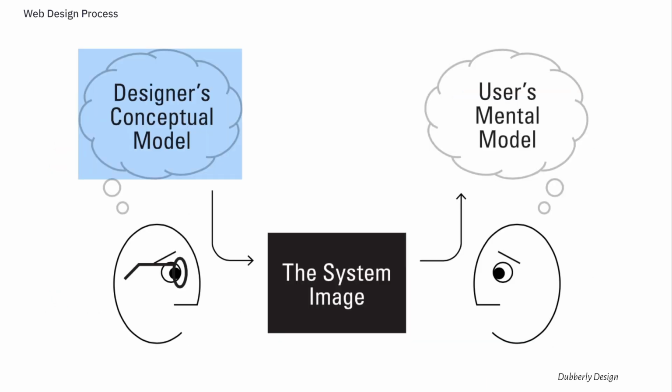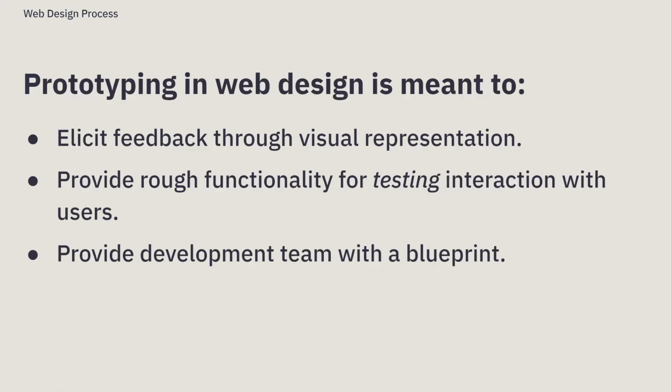What we're trying to do when we design a website or an app is make sure that our conceptual model of how the thing works matches the user's model for how it works. If you've ever expected an app to do something when you click a button and it does something totally different, that's a frustrating experience. And what's happening there is the model of the application is different from your mental model of what you were expecting it to do. When we prototype, we are trying to get feedback through visual representation of our designs, and we are trying to provide rough functionality so that we can test the interaction with users.